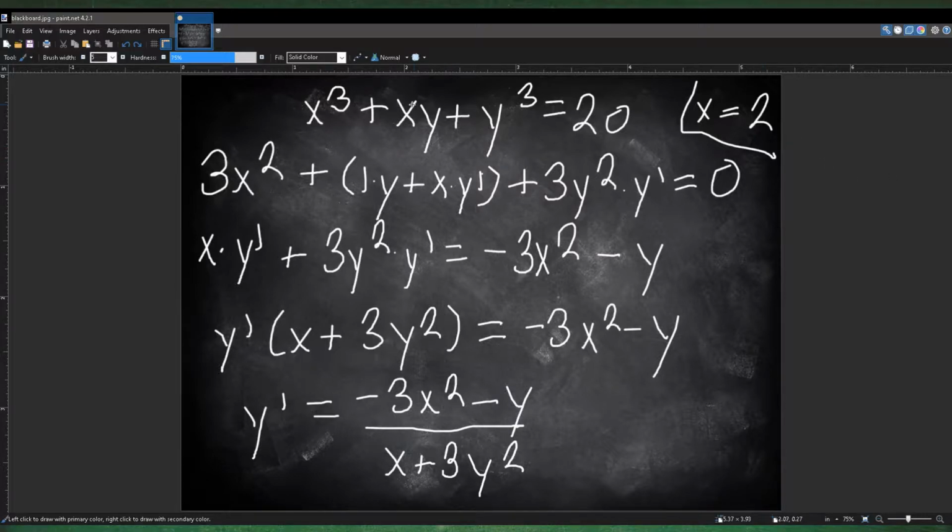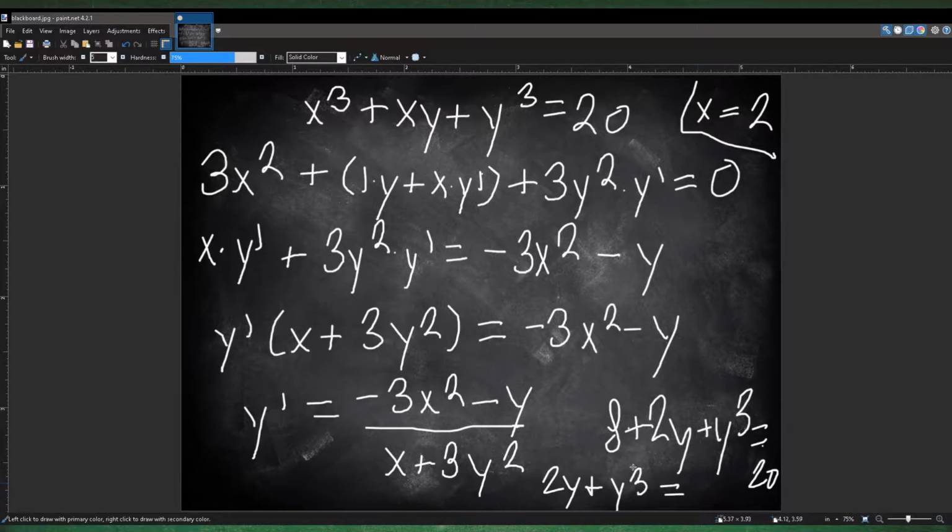So basically plugging in 2, you have 2 to the power of 3 is 8, plus 2y, and then plus y cubed is equal to 20. So we need to find a value for y that works when it's 20. So we have 2y plus y cubed. 20 minus 8 is 12, okay?